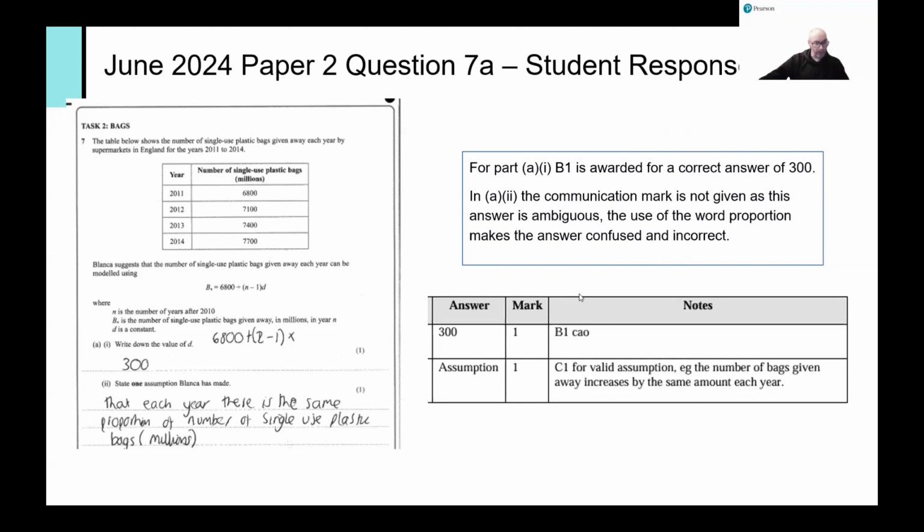State one assumption that Anchor has made. They've said that each year there is the same proportion of number of single-use plastic bags in millions. That's very ambiguous. Using the word proportion doesn't really make sense in that. So it's not about that. It's about the fact that it's going to increase by the same amount each year. So they did not get that communication mark.